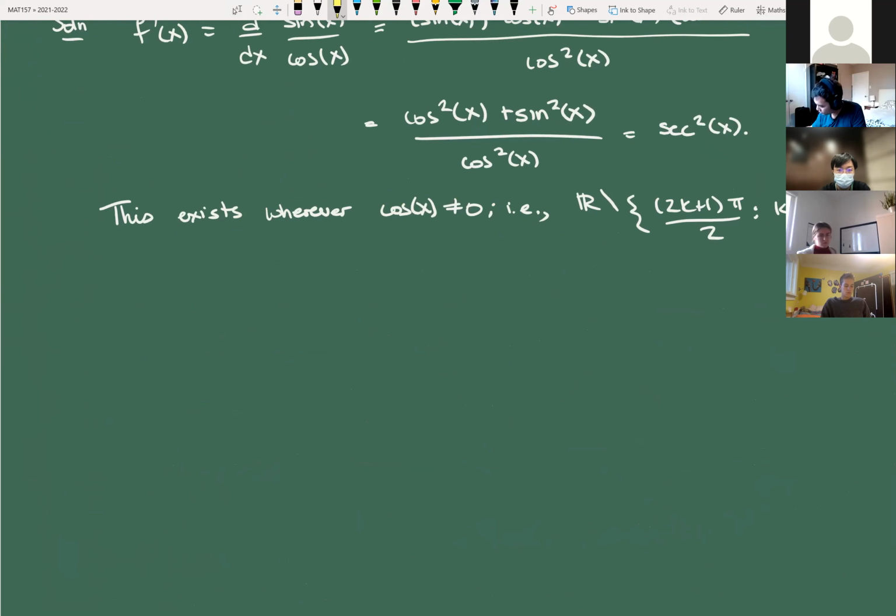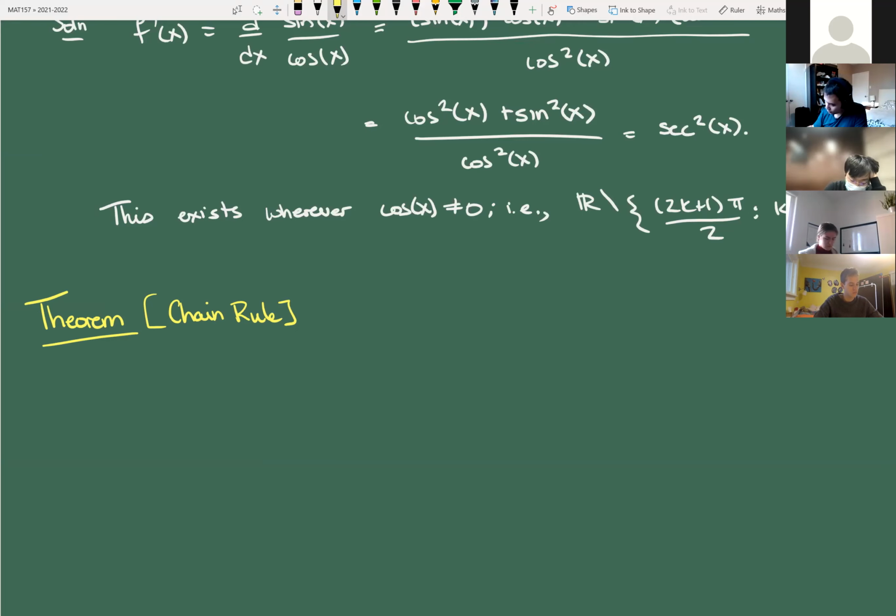Okay, so let's see. I wonder if I can do this before we take a break. Okay, so we're going to do another theorem. So this theorem is the chain rule. Okay, and the chain rule is how you differentiate the composition of two functions, right?